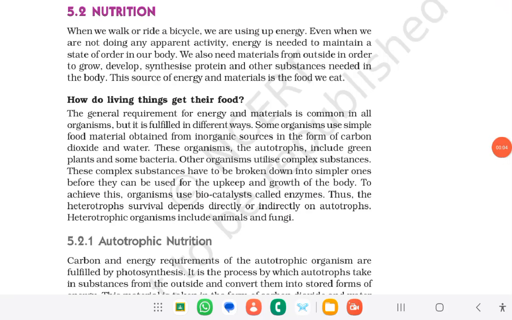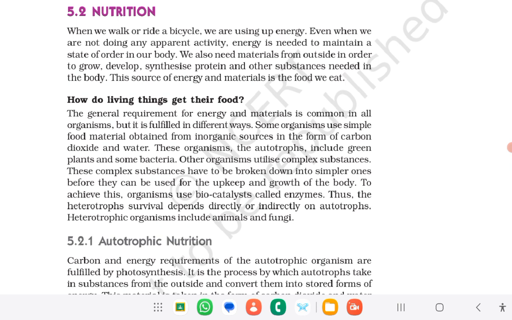Nutrition. When we walk or ride a bicycle, we are using up energy. Even when we are not doing any apparent activity, energy is needed to maintain a state of order in our body. We also need materials from outside in order to grow, develop, synthesize protein and other substances needed in the body. This source of energy and materials is the food we eat.